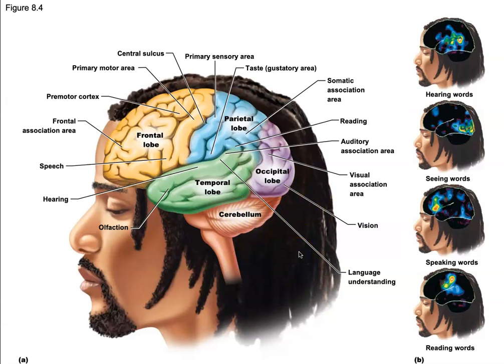The motor areas are going to contain primary motor area controls for skeletal muscles, and premotor cortex coordinates learned motor skills. Association areas are going to be responsible for communicating with the sensory area, motor area, and other parts of the brain. This is going to be responsible for analyzing input and acting upon that sensory input.